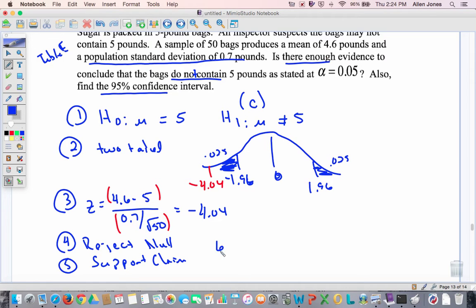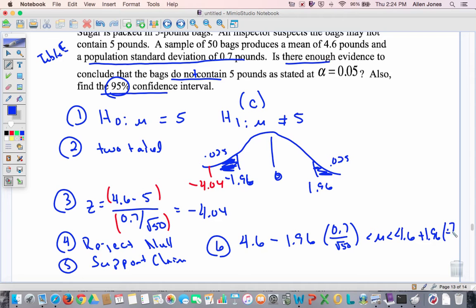Now, as I said, we're going to introduce a sixth step here. That's our confidence interval. So our confidence interval is our sample mean, 4.6, minus our z-score for 95%, which is 1.96, times the standard deviation, 0.7, over the square root of our sample size, 50. And we'll construct that around the sample mean as well. If we construct that, we get 4.41 and 4.79. So notice that our population mean of 5 does not fall between those two numbers.